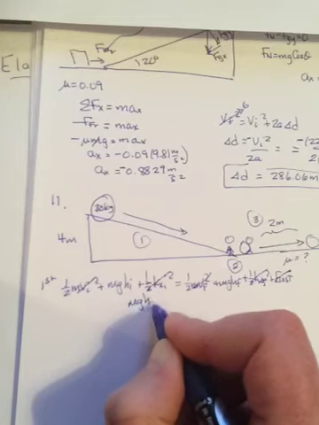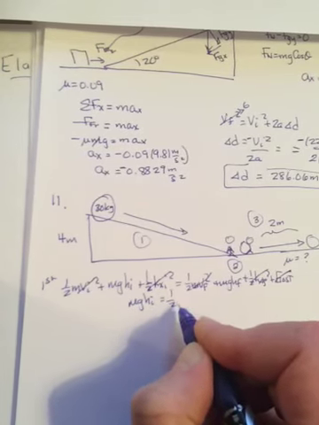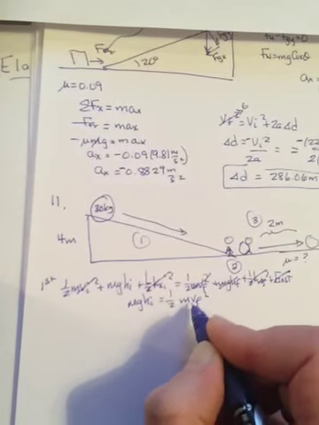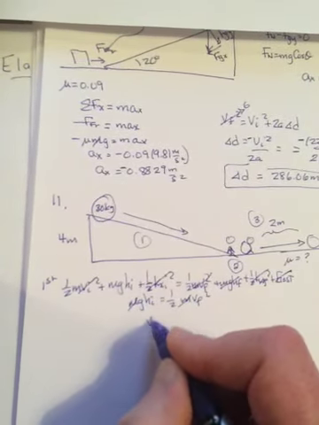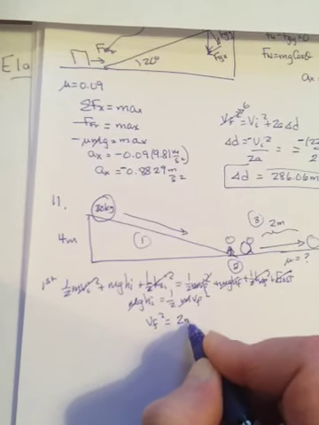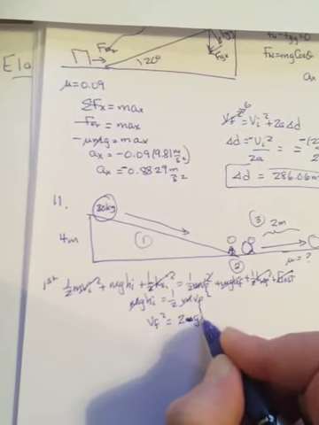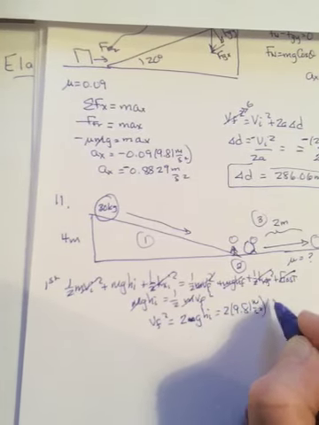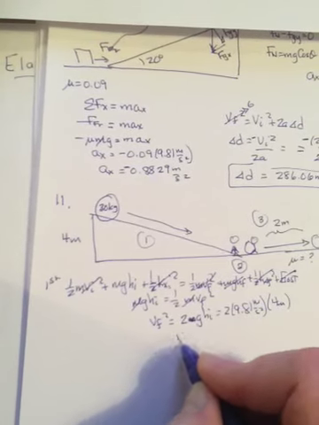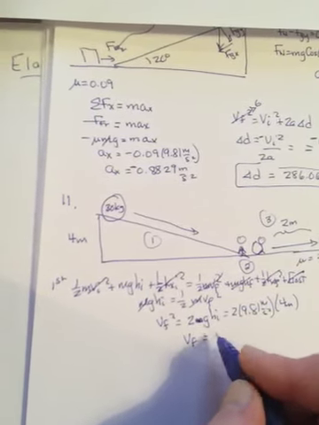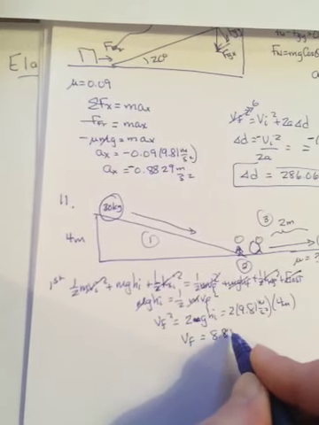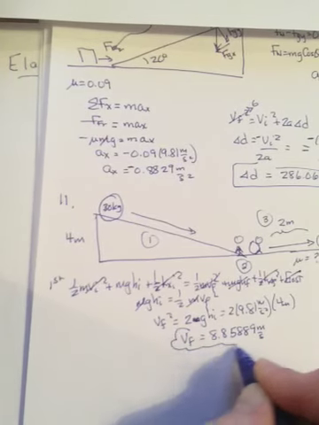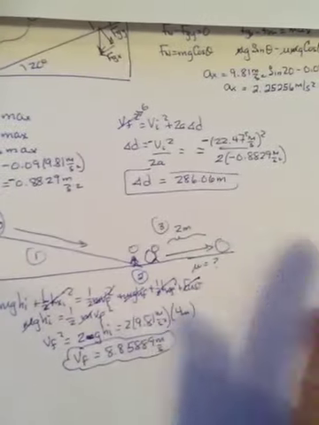So you have mg h initial equals 1/2 mv final squared, I canceled out the wrong one. The m's are going to go, you're solving for vf. So vf squared will equal 2g h initial. So 2 times 9.81 meters per second squared times 4 meters. Take the square root, and you should get 8.85889 meters per second. And this becomes the speed with which the ball goes into the collision.